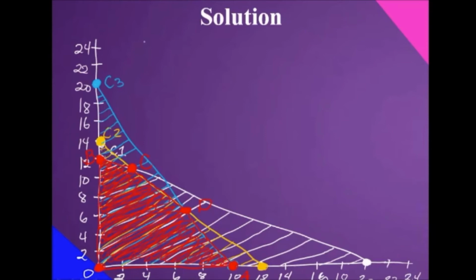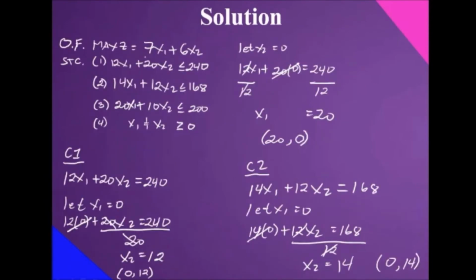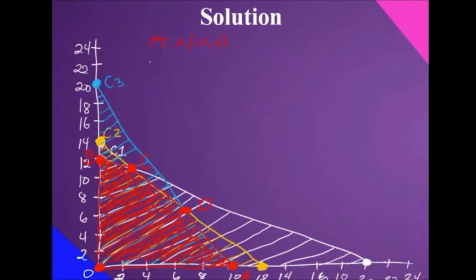So, for point A, dito na lang tayo mag-solve. Point A natin, sabi sa point A, that is 10 and 0. So, 10 and 0 ang point A. Ibig sabihin, ayan yung isa-substitute natin sa ating objective function na ito: 7x sub 1 plus 6x sub 2.